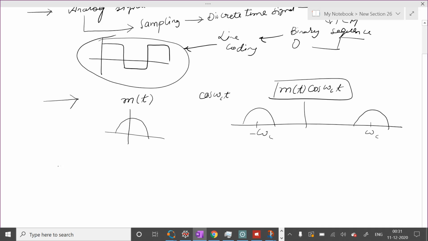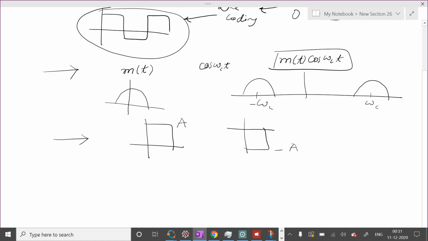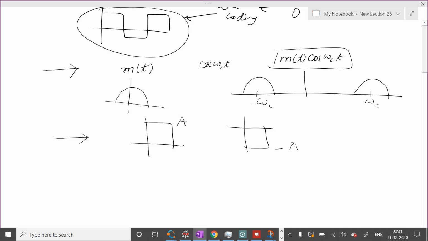now we have binary 1 like this, and we have binary 0 like this. Okay, let's say it has amplitude A and this is minus A. Right, now we have to transmit it. So what we need to do is we need to multiply it with some carrier signal. Let's take a carrier signal.